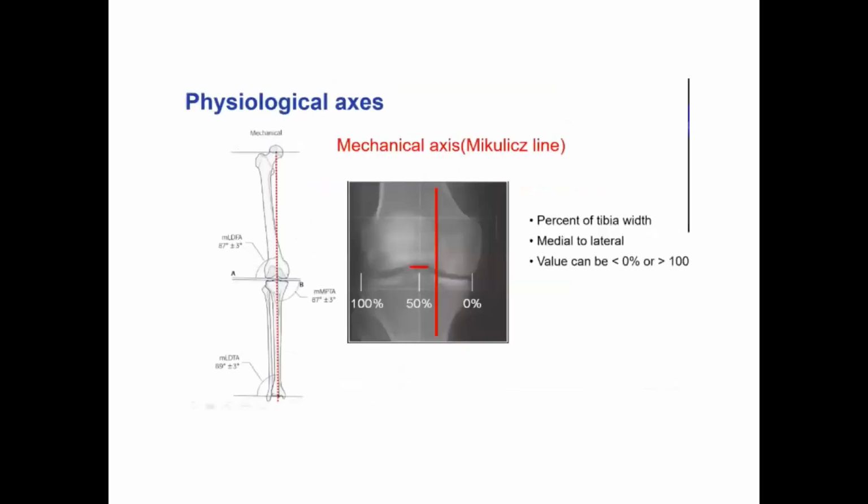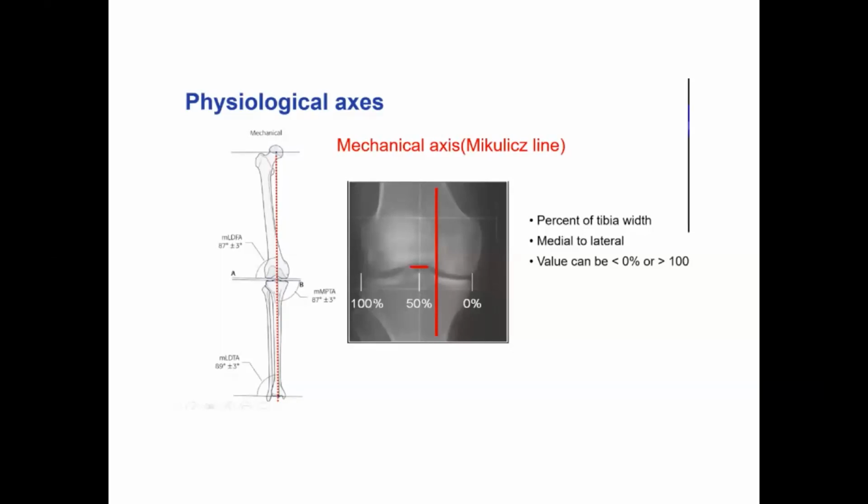Then the physiological axis: what is physiological? The Mikulicz line should pass through the center of the knee. It can lie between the percentages at the Fujisawa point, that is 62% of the width of the tibia, measured from medial to lateral. If the value is less than 0, a line in the minus range, it is varus.